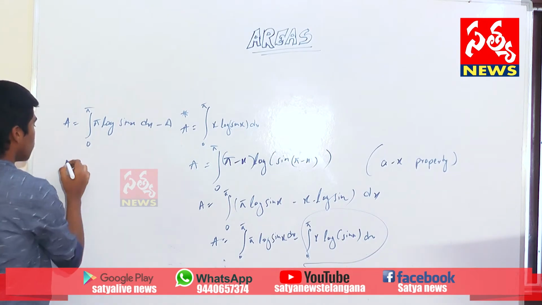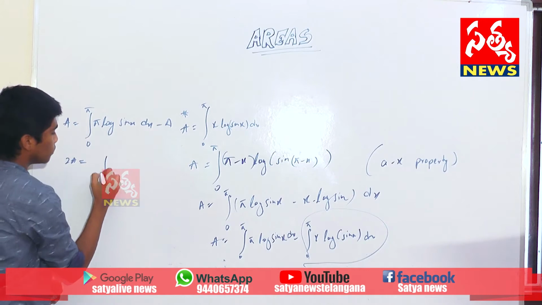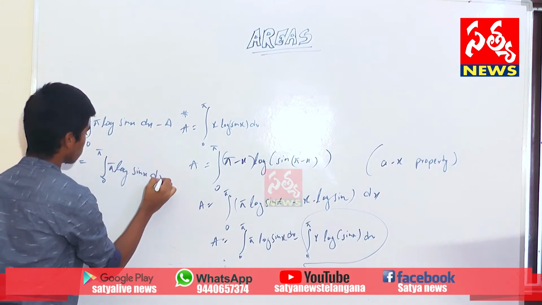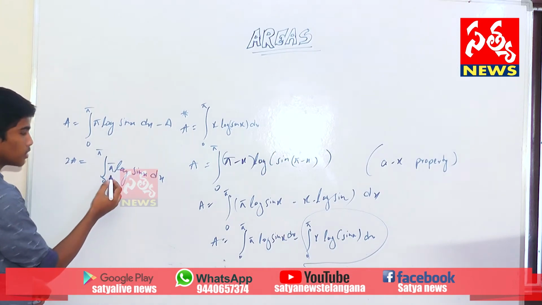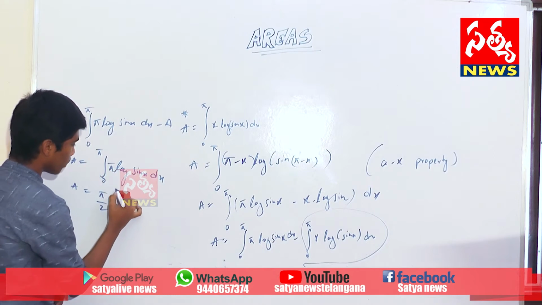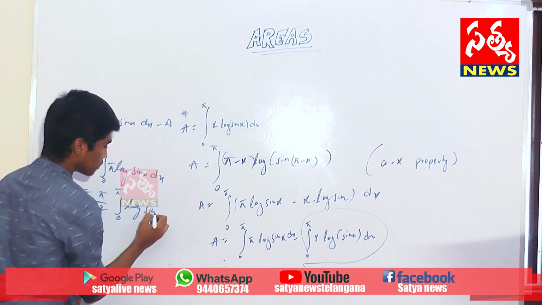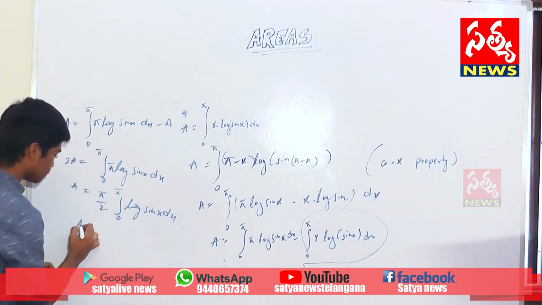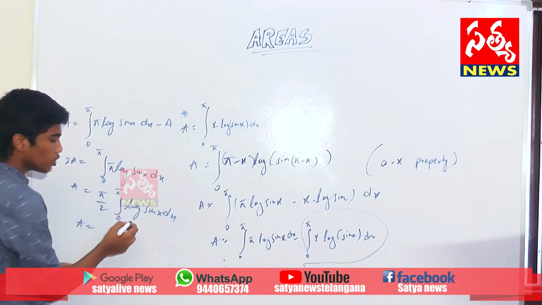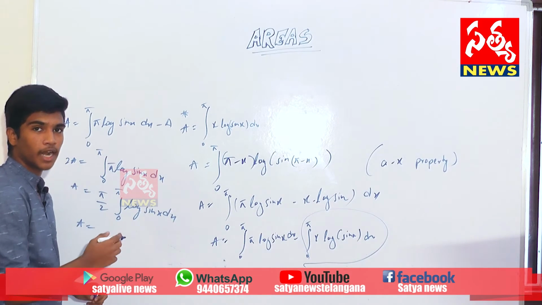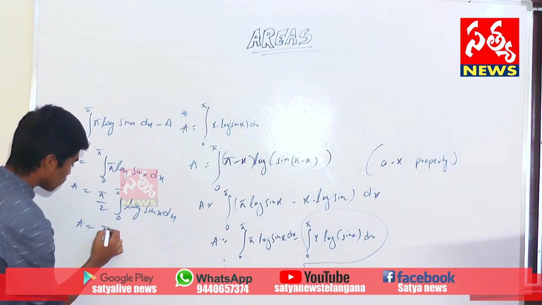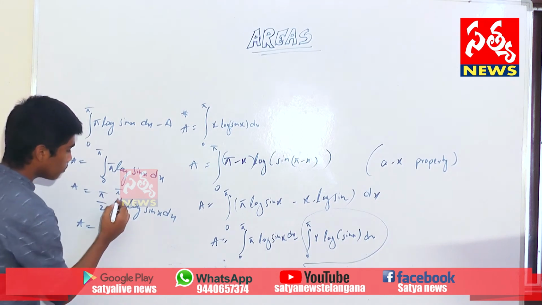If we bring this A to this side, we get 2A is equal to pi times integration 0 to pi of log sin x dx. As pi is a constant, we can take it outside. A is equal to pi by 2 times integration 0 to pi of log sin x dx. As the integration from 0 to pi by 2 of log sin x is a standard value, we have to convert this pi into pi by 2.